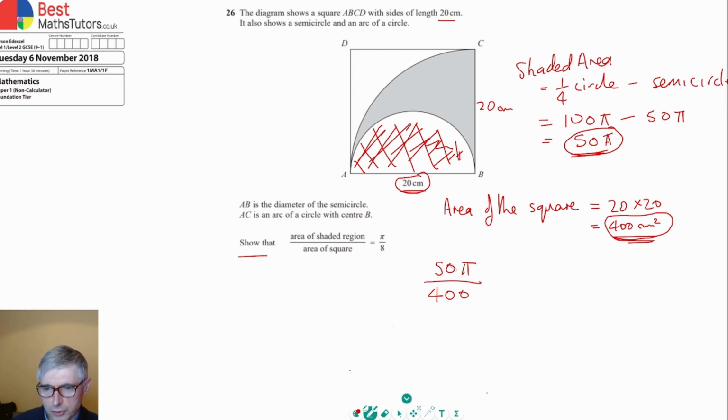So I can see that I could divide top and bottom of the fraction by 50. If I divide the top by 50, I'm just left with pi. And if I divide 400 by 50, 50 goes into 400 8 times. So that gives me an 8 on the bottom. And we've done it. We've shown that the fraction, which is the area of the shaded region over the area of the square, is equal to pi over 8.